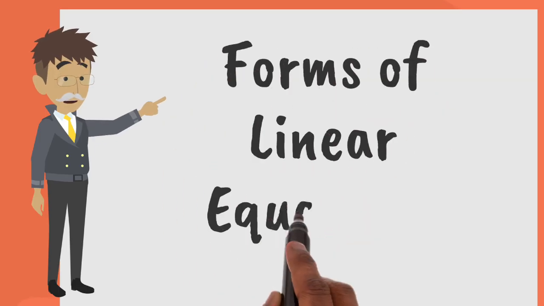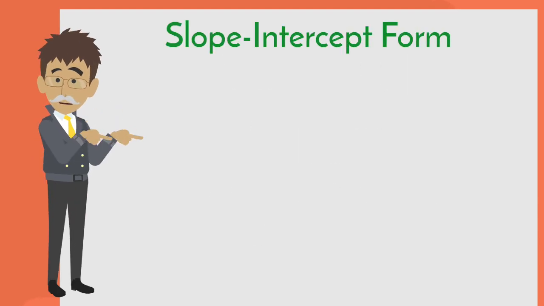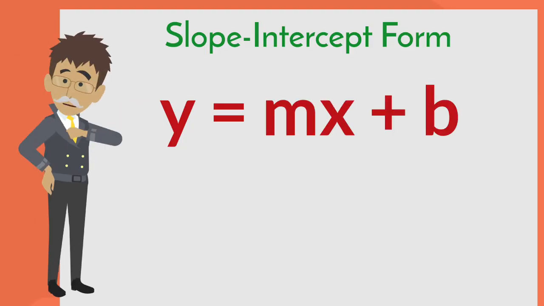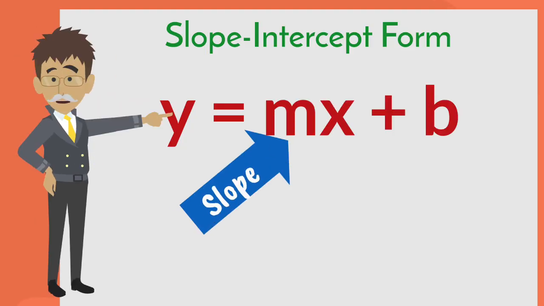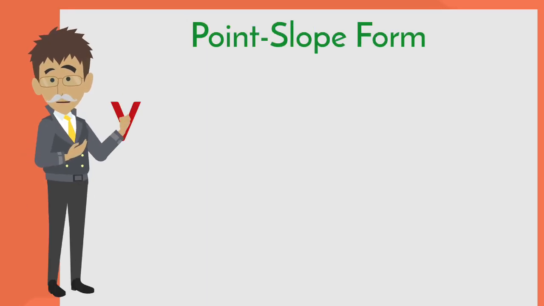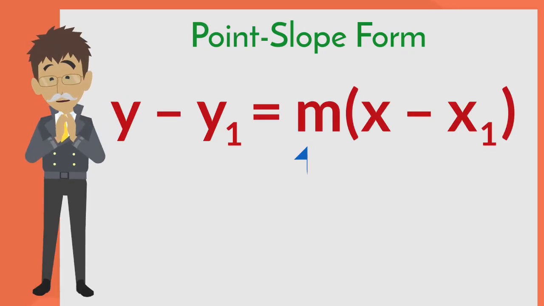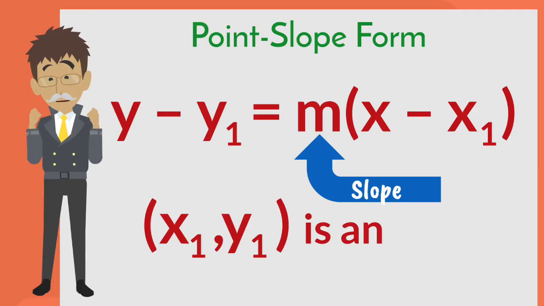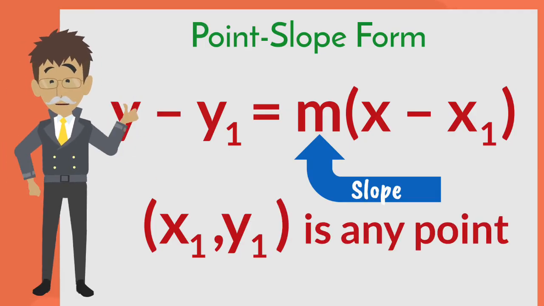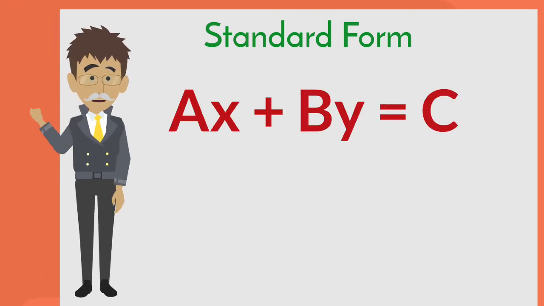Linear functions can be written in different forms, each useful for identifying specific features like slope or intercepts. Slope-intercept form. y equals mx plus b, where m is the slope and b is the y-intercept. Point-slope form. y minus y sub 1 equals m times the quantity x minus x sub 1, where m is the slope and one point is (x sub 1, y sub 1). Standard form. Ax plus By equals C. This is just another way to write linear equations, where A, B, and C are numbers.